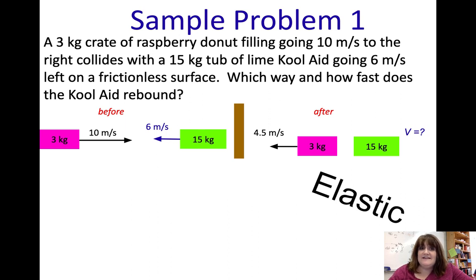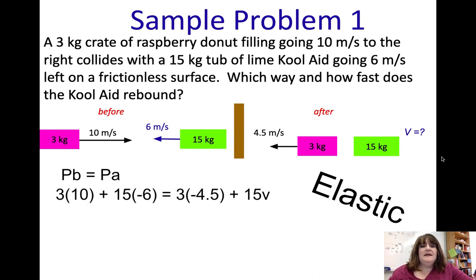This is an elastic collision, remember, because they're bouncing off of each other. They're not connected at the end. Momentum before equals momentum after. So, each term: 3 times 10 plus, always plus, 15 times negative 6 equals, that's your big equal sign there, before equals after.